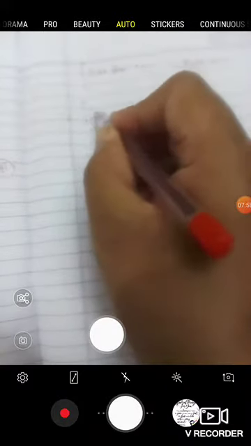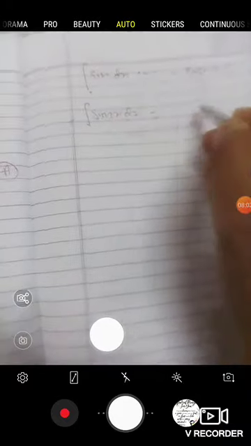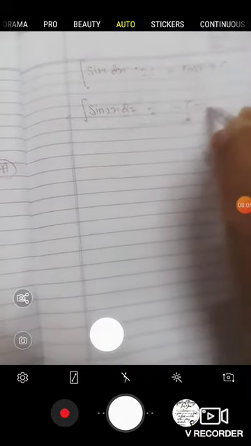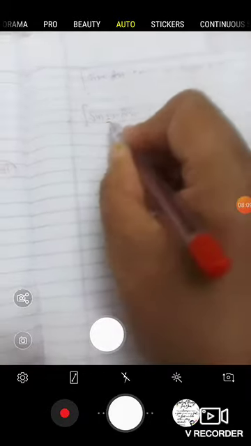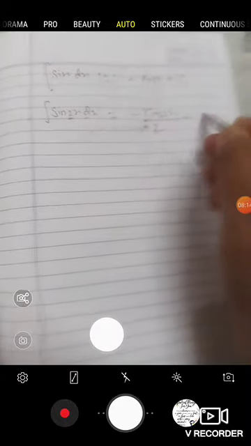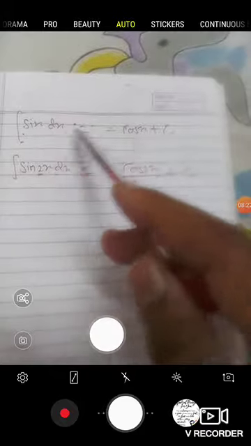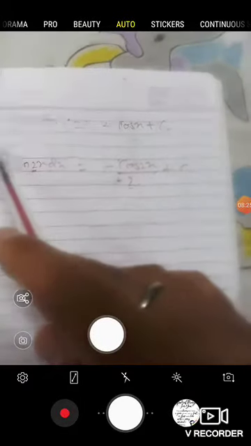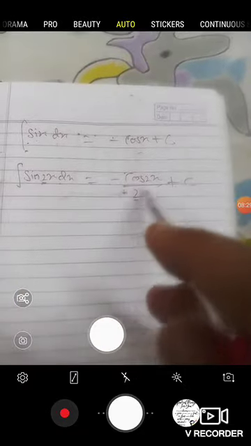Similarly, if I use sin 2x dx, my answer will be what? Minus cos 2x by 2, because here is 2, so I will write 2 here also, plus c. Why is c coming? Again because the limit is not given to me. Integration of sin x dx gives minus cos x plus c because the limit is not given. Integration of sin 2x dx will be minus cos 2x by 2 plus c.